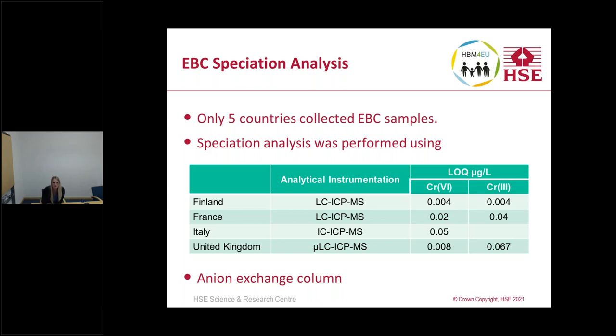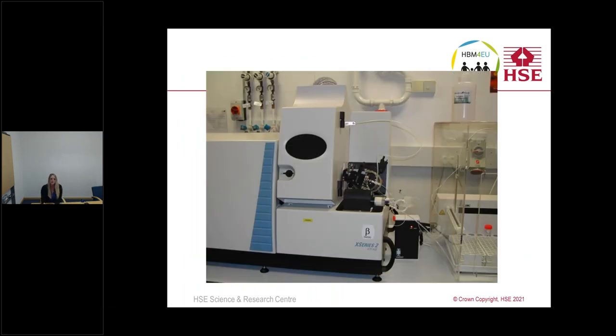Now, the Netherlands also collected samples, but they didn't have a chromium speciation technique at their laboratory, so their samples were sent here to the UK and I analyzed those. You can also see the limits of quantification from each country and their different chromium speciation methods. Everybody used an anion exchange column. So this is the micro LC system that we use here at HSE.